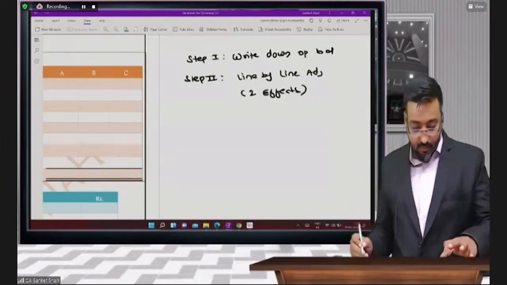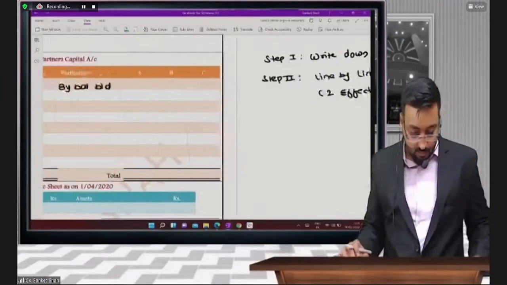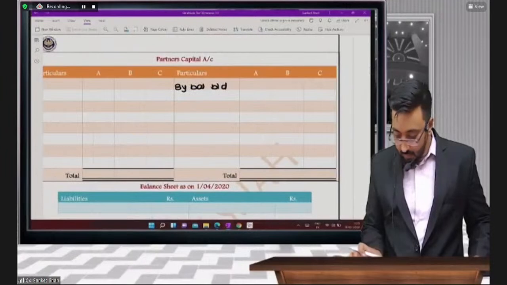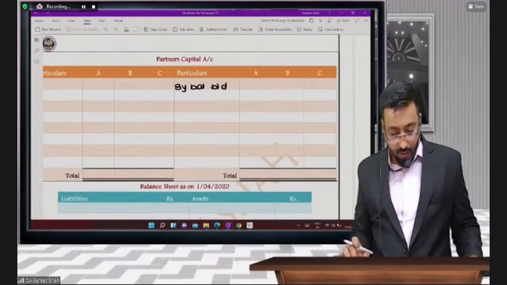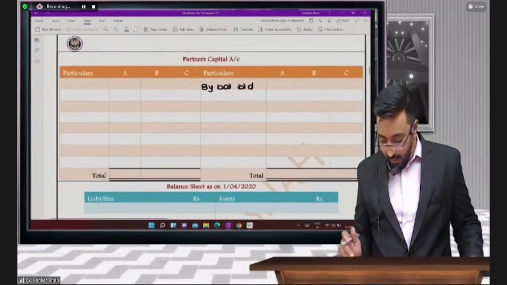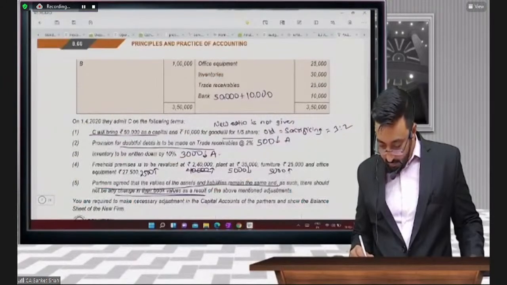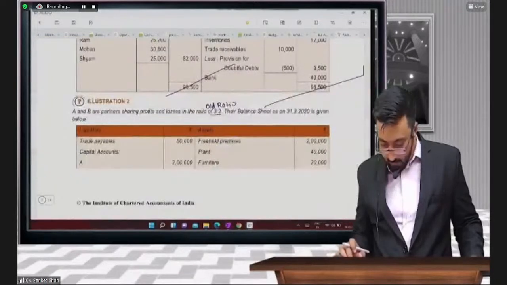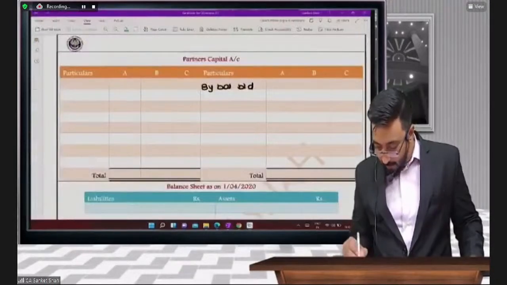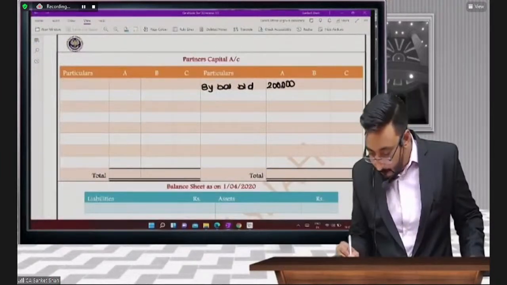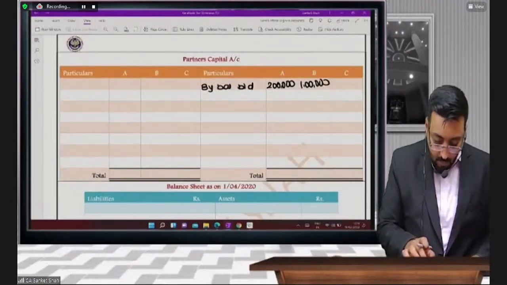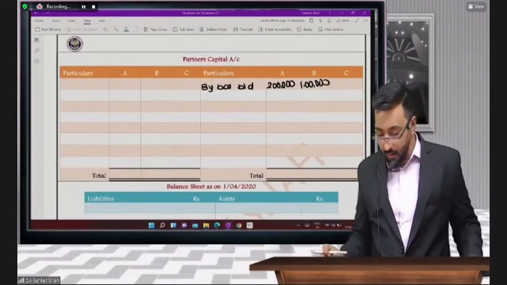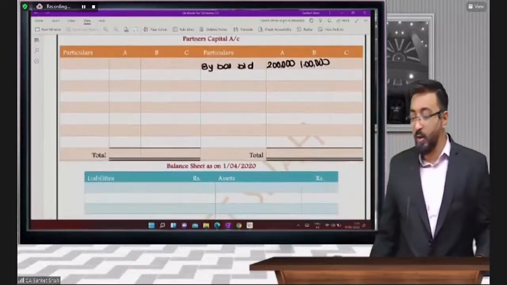Two effects. Two effects. So beta, by balance brought down. Beta Cami, I will tell you afterwards. Okay. Two lakhs and 1 lakh. Ash Babu is from Nepal. Yes, beta. Love you. By balance brought down 2 lakh and 1 lakh.